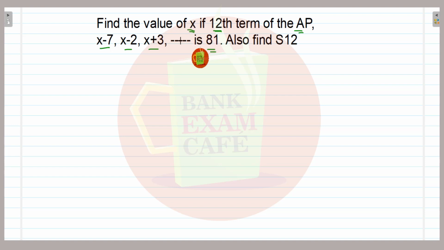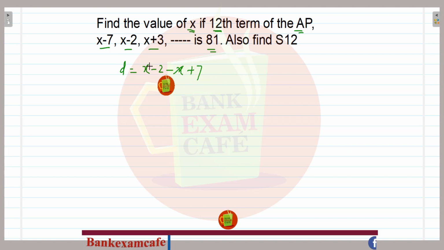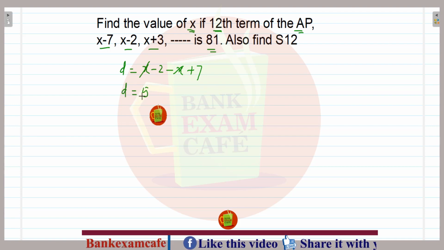So here first we will require d. So d is what, second term minus first term. The second term is x minus 2, minus the first term, so this will be minus x plus 7. So x and x will get cancelled, minus 2 plus 7, that is d is equal to 5.